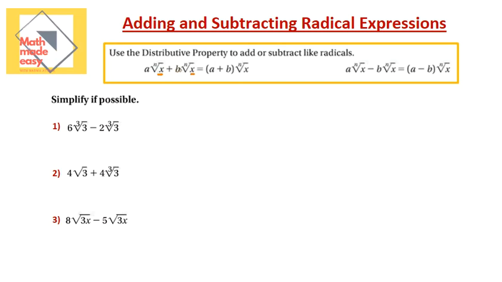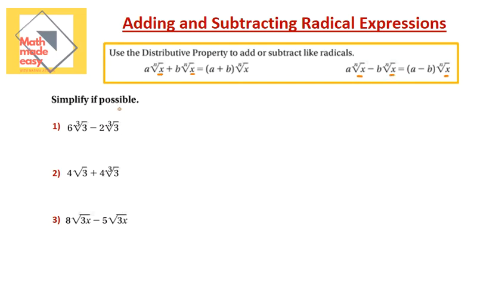And in this case, what will we do? We're going to take the nth root of x as a common factor and simply add a plus b. We do the exact same thing with subtraction. We're going to take the nth root of x as a common factor and subtract a minus b. Now let's see how does this work when we have examples here.